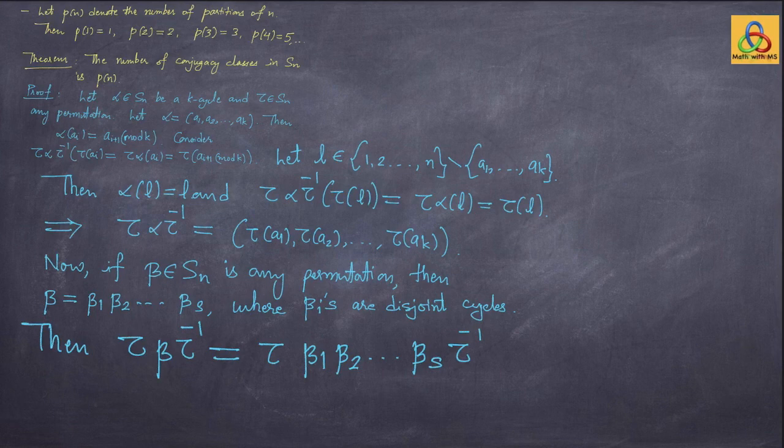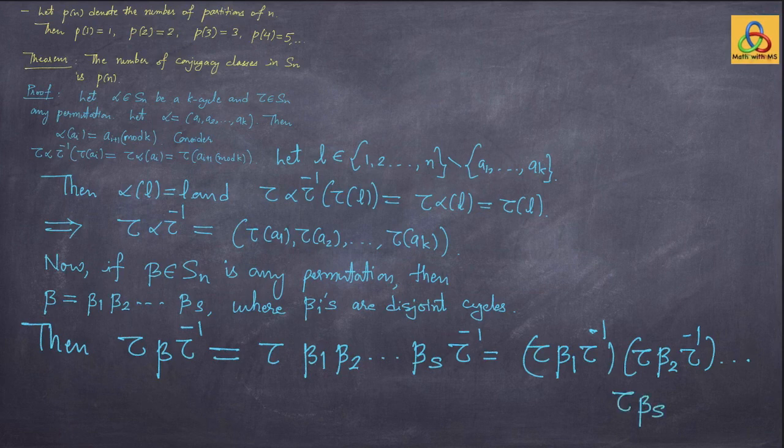What we do is that between beta i and beta i plus 1 we introduce tau tau inverse. So therefore this can be written as tau beta 1 tau inverse, tau beta 2 tau inverse, and so on, tau beta s tau inverse. From the first observation we know that tau beta 1 tau inverse is again a cycle of the same length as beta 1. Tau beta 2 tau inverse is again a cycle of the same length as the cycle beta 2, and tau beta s tau inverse is again a cycle of the same length as the cycle beta s.